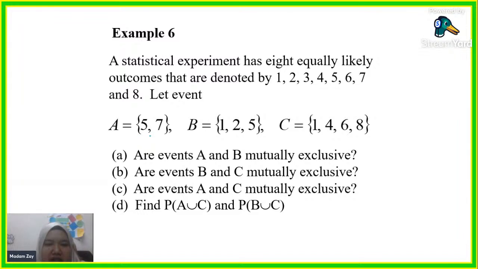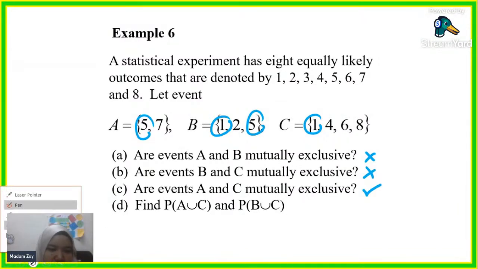So do we have any intersection between A and B? Yes, we have the same element 5 in both A and B. So A and B are not mutually exclusive. How about B and C, are they mutually exclusive? No, we have 1 in both B and C. So it's not mutually exclusive. How about A and C? Do we have 5 in C? No. Do we have 7 in C? No. So we don't have anything the same in both A and C events. So this is a mutually exclusive event. So we can directly know from all the outcomes of each of the events.